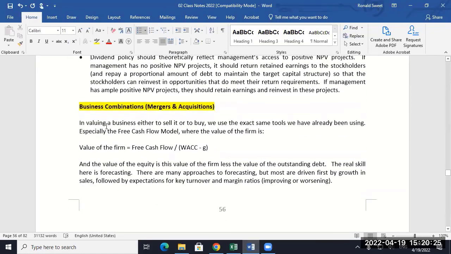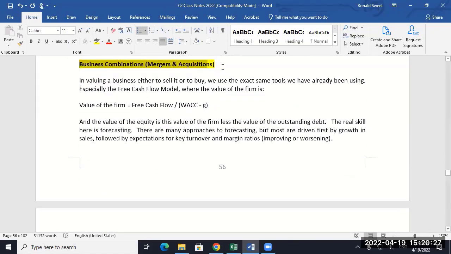All right. The next section we're going to do really, really quickly, because if you're not a finance major, it's not that big of a deal. We kind of just talked about it. Then we're talking about Twitter. But business combinations: two firms getting together.